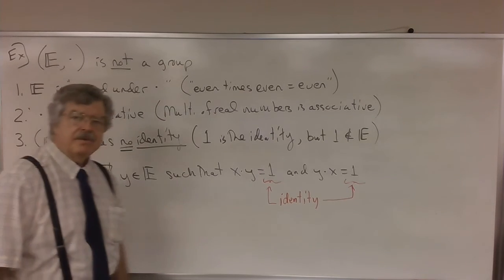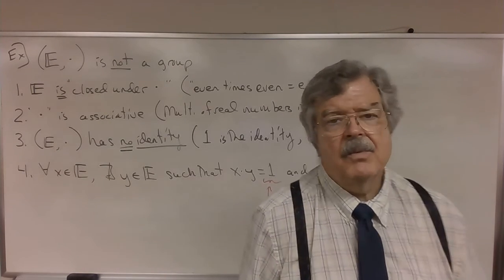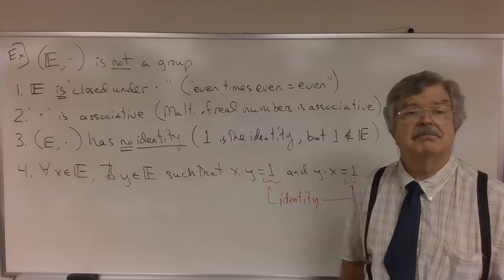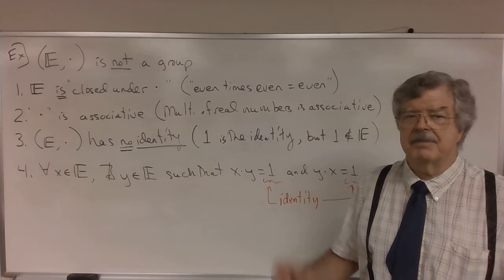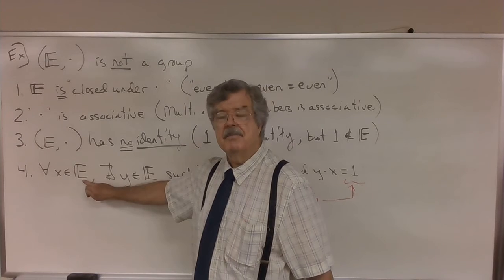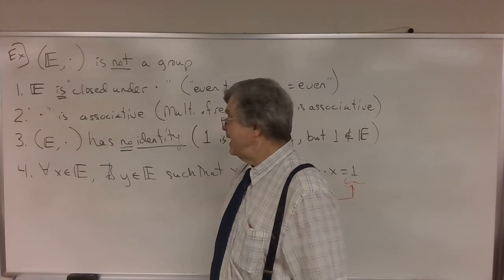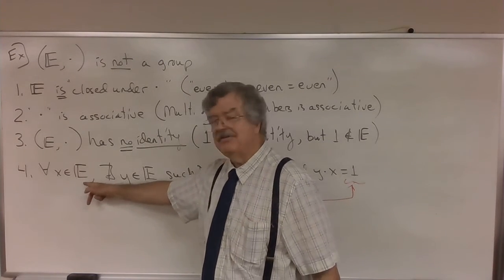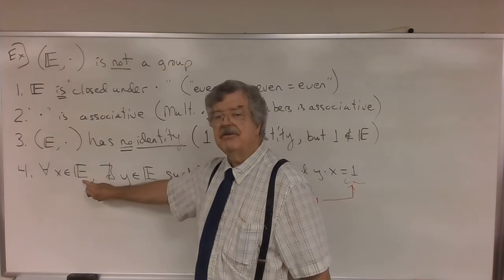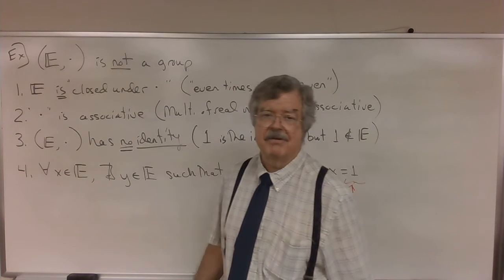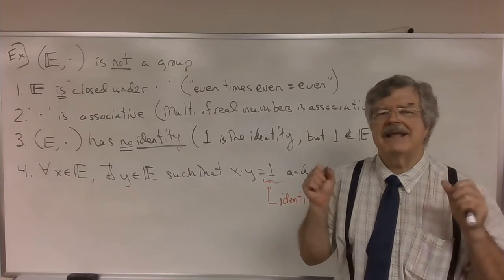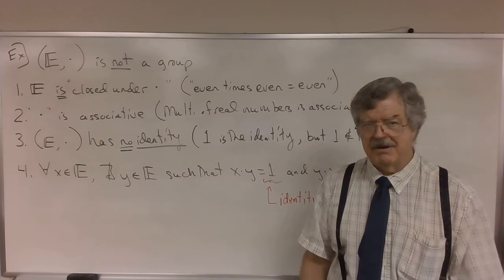For example, 2 is an even number. What do we multiply 2 by to get the identity? 1/2? But that's not an even number. The inverse of 2 is 1/2, but 1/2 is not in this set. So in the set of even numbers, the element 2 doesn't have a multiplicative inverse. And we can make that same observation about any other even number.